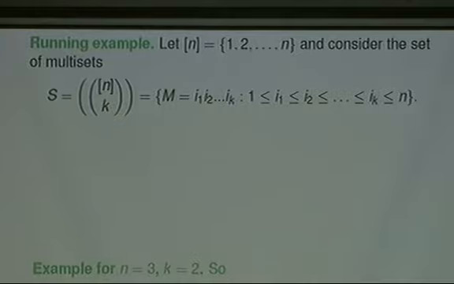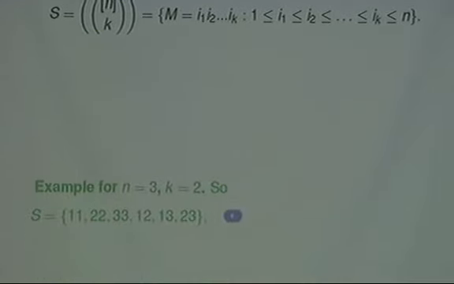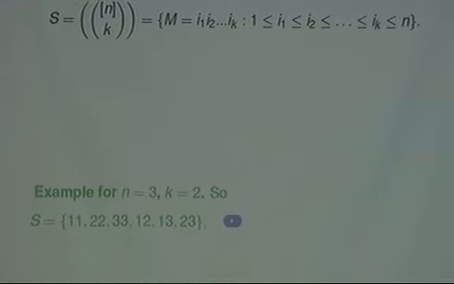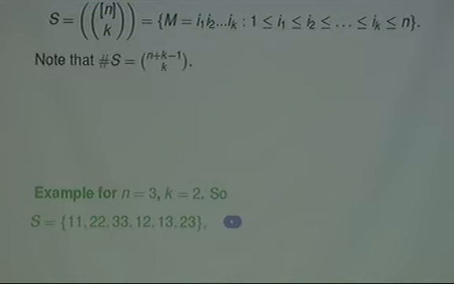So we're going to get really specific here. Let's look at case n equals 3 and k equal to 2. So then that would mean we would be looking at all multi-subsets of 1 through 3 which have 2 elements. So we have the ones where we have a pair of elements like 1, 1, 2, 2, and 3, 3, and the other ones where we have 2 distinct elements.